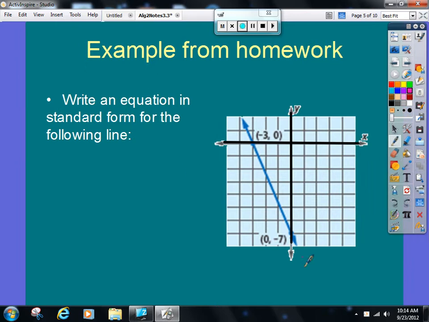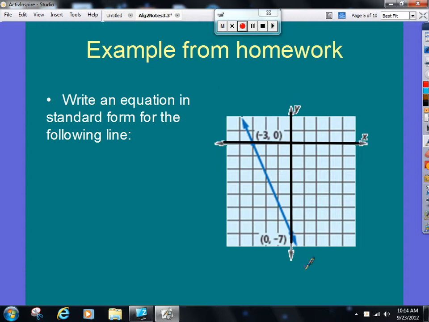This time they're giving us a line. They're saying, hey, why don't you write the equation in standard form? Okay. You can go with the intercepts again. That's one option. Or you can do y equals mx plus b. I probably would do y equals mx plus b because I'm an mx plus b fool. Here's my b, -7. What is my slope?